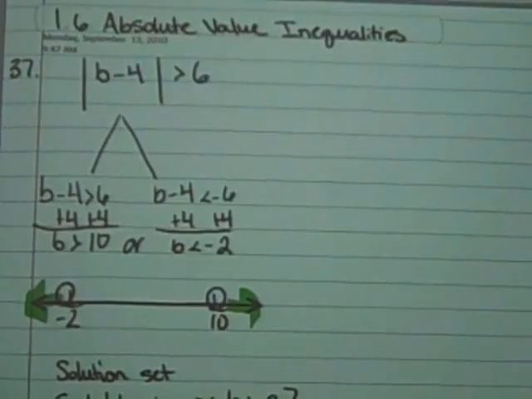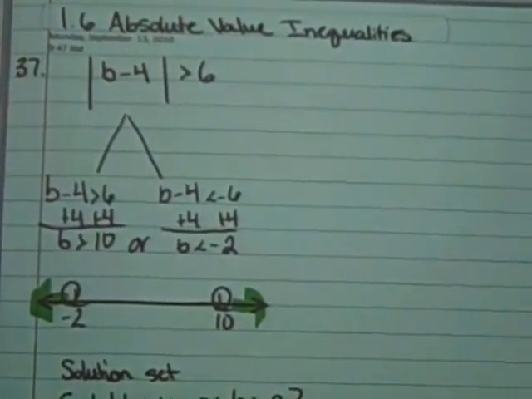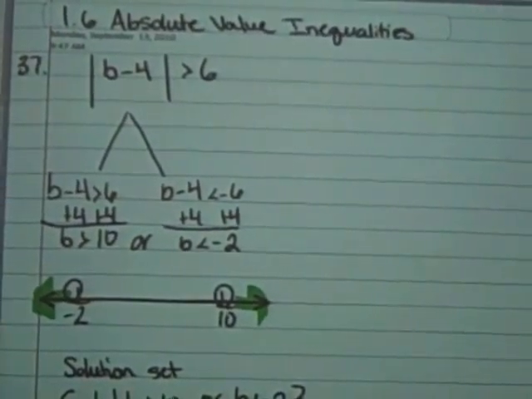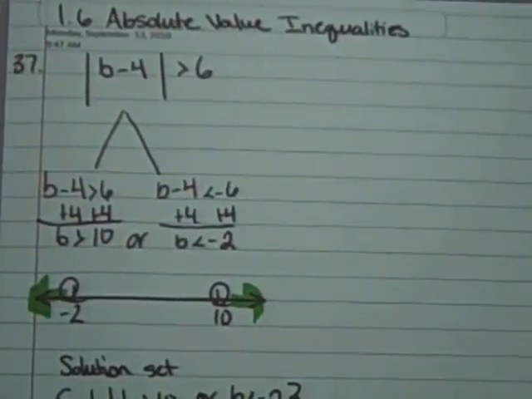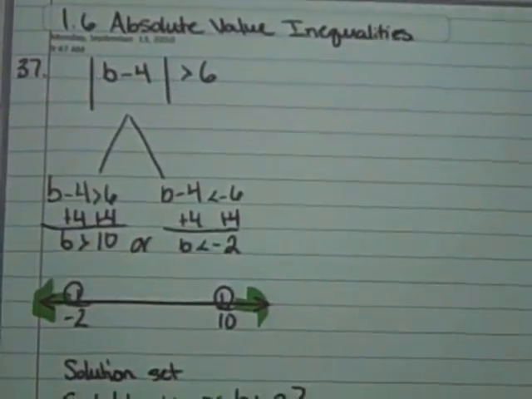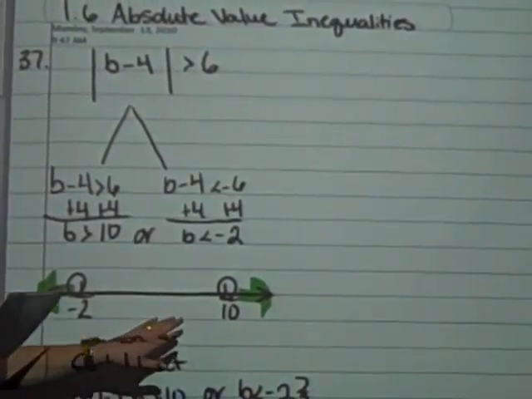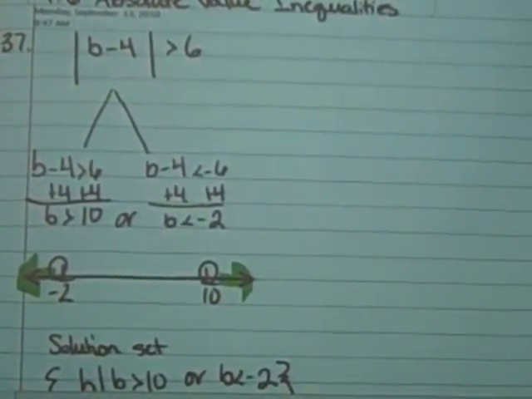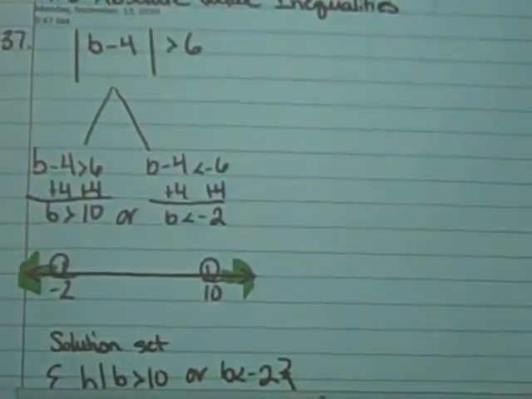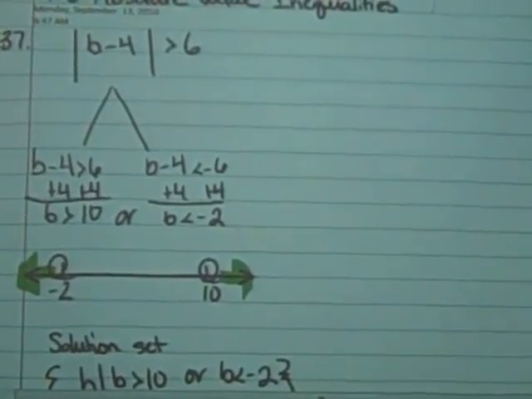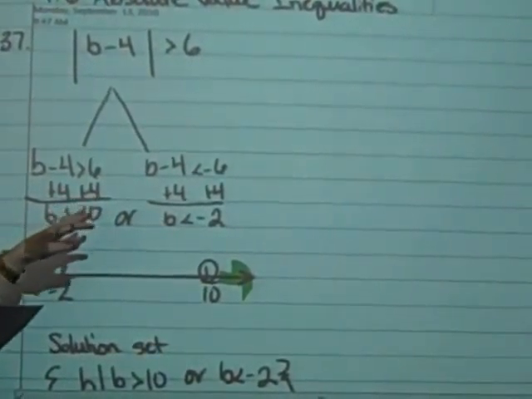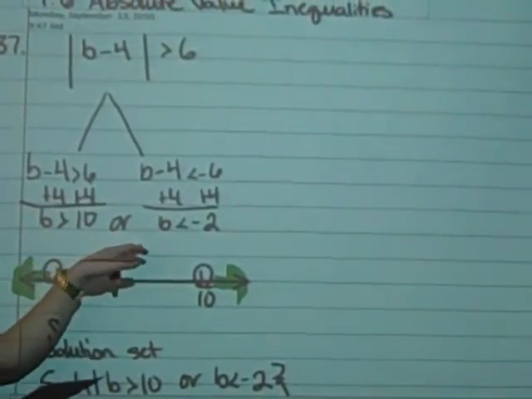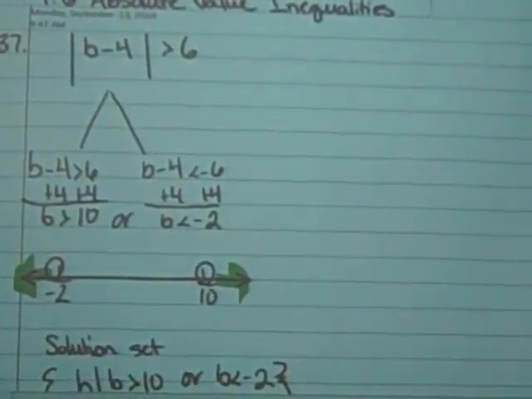Let me start out by saying we first get this one by rewriting the original absolute value inequality without the absolute value symbols. Then we get the other inequality by changing the direction of the inequality symbol and by changing the 6 into a negative 6. Once we have that, we add 4 to both sides to get b is greater than 10 or b is less than -2.